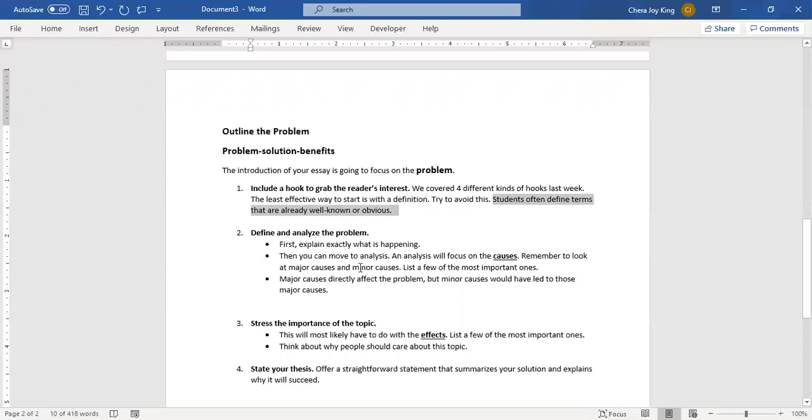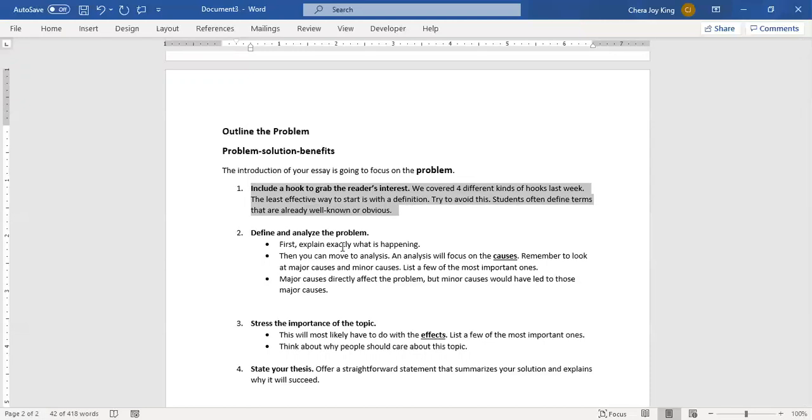So I have students in my Comp 2 class who are defining what self-esteem is. I think everyone in this group in a college level class already knows what self-esteem is, so we don't need a dictionary definition of that. But you want to start with your hook to get your reader interested in the topic. And then the first paragraph is mostly focusing on what is happening. What is the problem?